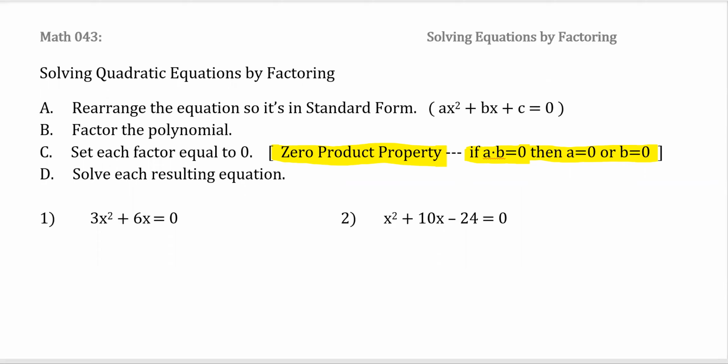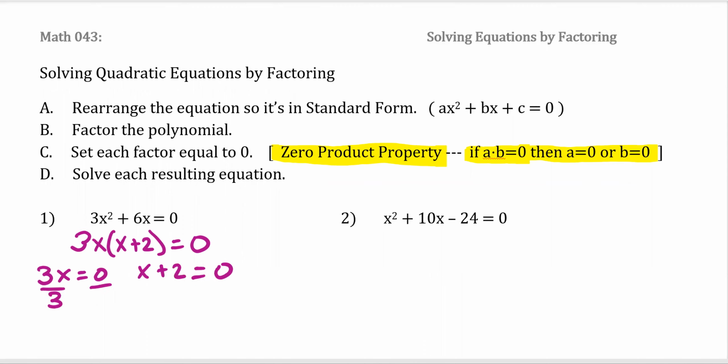Let's get started. Number 1. It is in standard form, so we will factor. We will take out the greatest common factor and set each factor equal to 0 and solve. And that's all we need to do. So this is basically one more step after you factor.